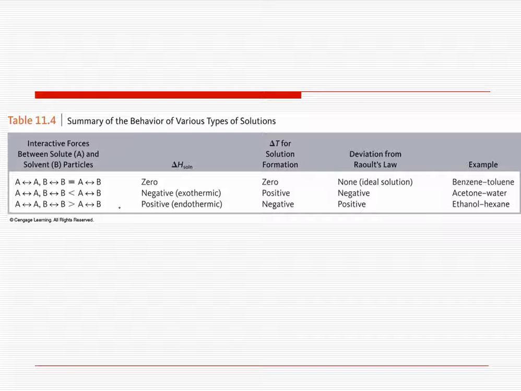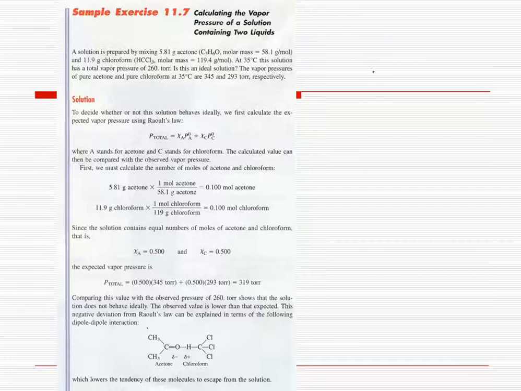And then this is the other scenario where the intermolecular forces of A and B separate from each other are actually stronger than when A and B are placed together, and that will yield a positive deviation. The particles are able to vaporize more readily than they were when they were independent of each other, and that gives us a higher vapor pressure. An example would be ethanol and hexane. So I hope that kind of makes sense. You can look at that chart a little bit more, and I'm sure your book does a great job of explaining that.